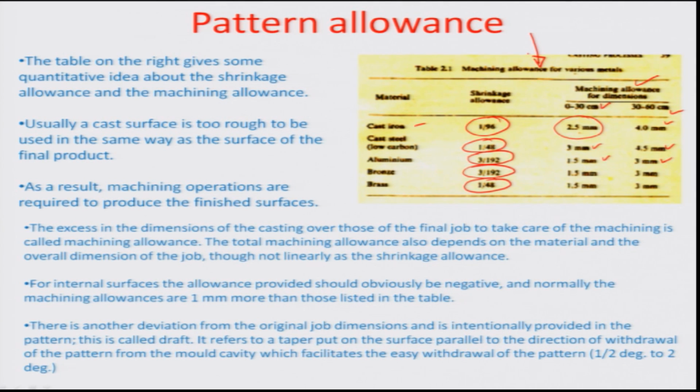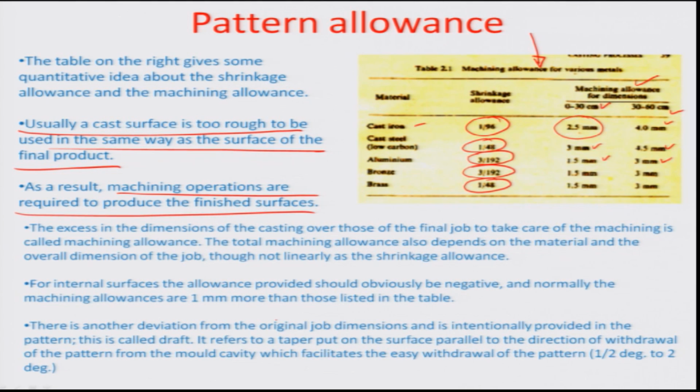Usually, a cast surface is too rough to be used in the same way as the surface of the final product. As a result, machining operations and surface finishing operations are needed. I have just mentioned it here, and the other more important aspect which I would like to consider is that apart from these two allowances, there is also something which needs to be provided to facilitate the easy withdrawal of the pattern.